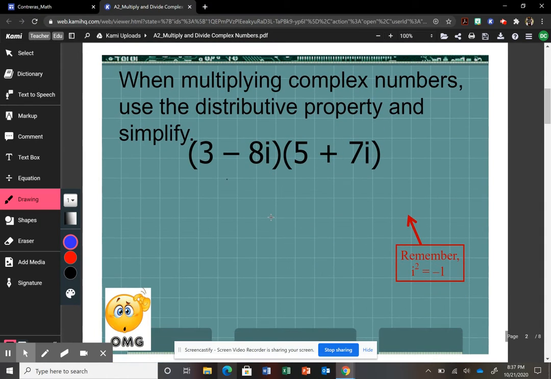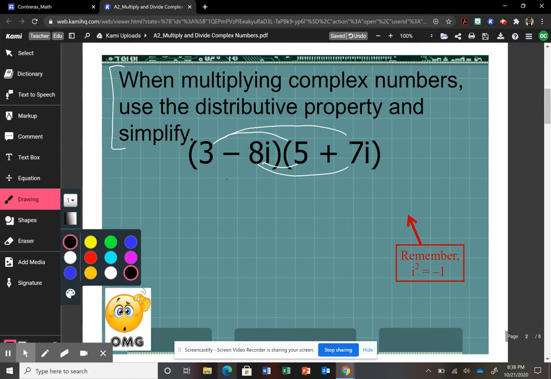Okay, so here's our first example. So when multiplying complex numbers, we use the distributive property and then we simplify. Simplify means we're going to add our like terms. Okay, so here you can use the distributive property. So we're going to multiply like this, or you can do FOIL, which means the first numbers, the outer numbers, the inner numbers, and the last numbers. Okay. All right, so here we go. Let's use the distributive property.